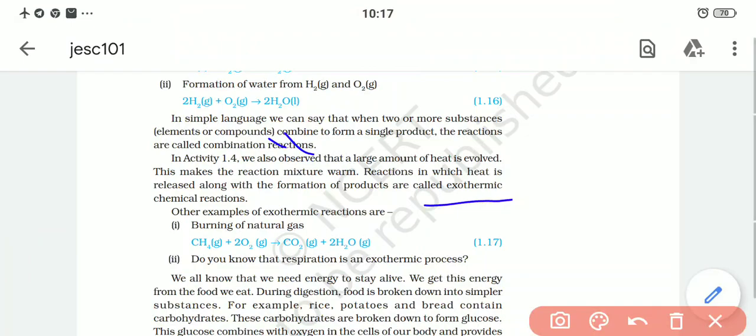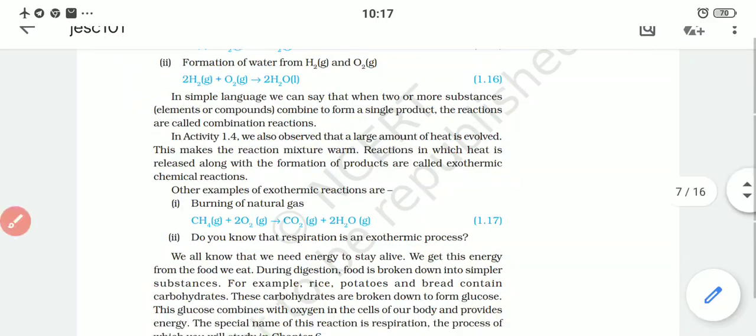The example of an exothermic reaction is CH4 plus 2O2, burning of natural gas, gives carbon dioxide and 2H2O. It is an example of an exothermic reaction. 2H2 plus O2 gives 2H2O plus heat, also exothermic. Calcium oxide with water forms slaked lime, which is also an exothermic reaction.